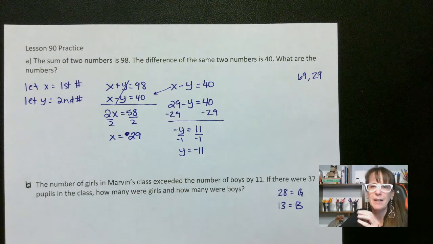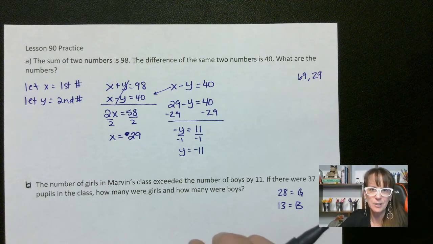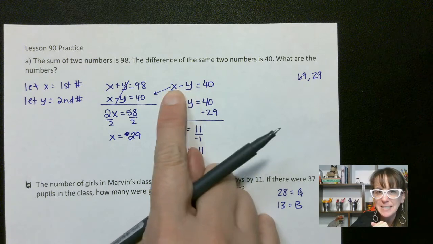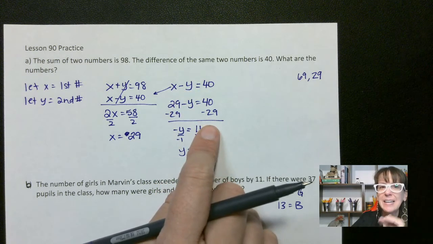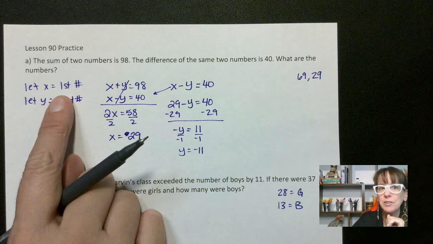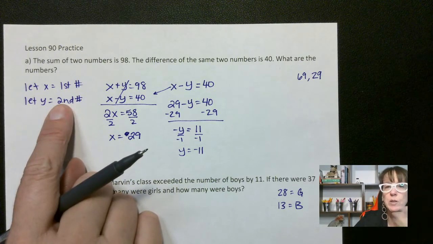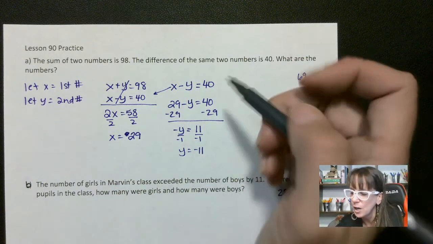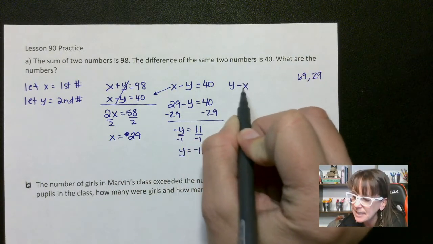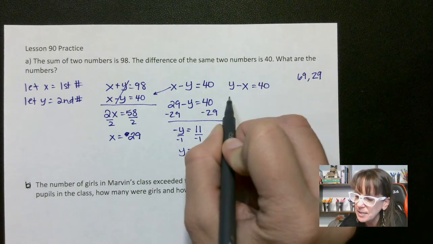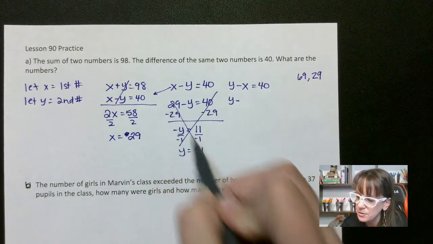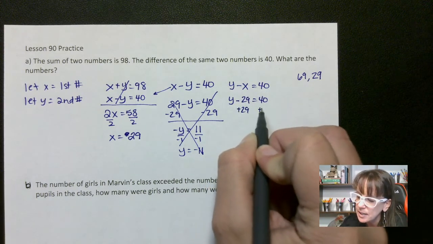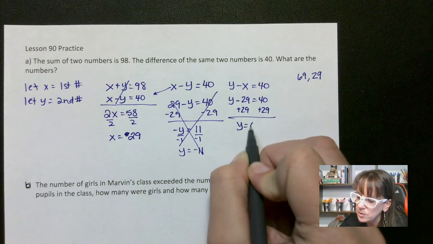Now, having a negative number in a situation like this is not usually the case. So what we need to do is go back to here. What we should have done is specify let x equal the first number and let y equal the larger number. We needed to specify one of them is larger for the difference. If you end up with a negative, all you have to do is flip your numbers around. Y minus x equals 40. And so we say y minus 29 equals 40. Add 29 to both sides and get y equals 69.